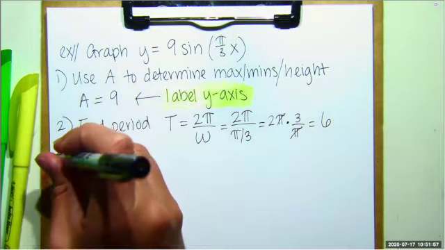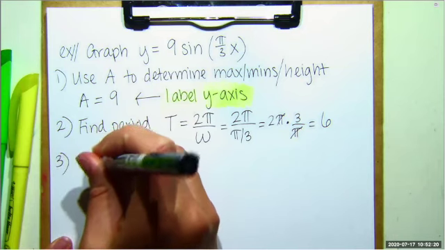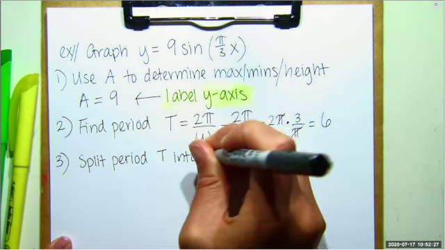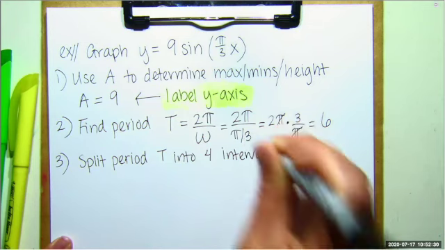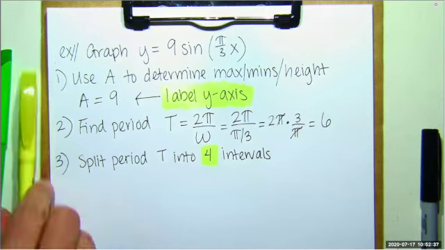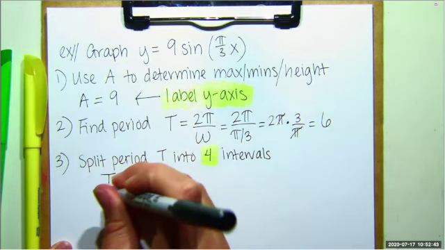Now, in order to graph this, what I want to do is figure out where my key points are. Our key points come from our quadrantal angles. Quad means how many? 4. Okay, so my step 3, this is the key step here. I need to split my period into 4 intervals. It will always, always, always be split into 4 intervals, because our key points come from those quadrantal angles. So what I'm always going to do is take my period T and divide by 4.